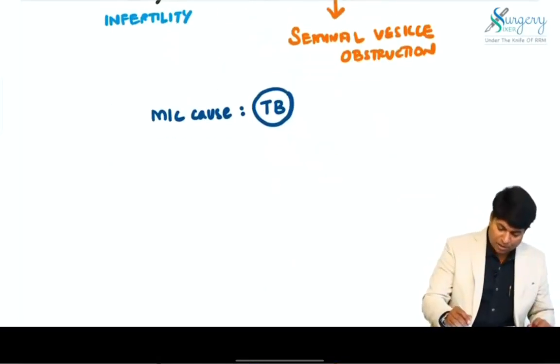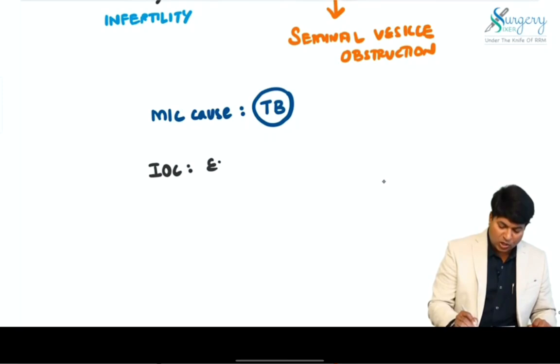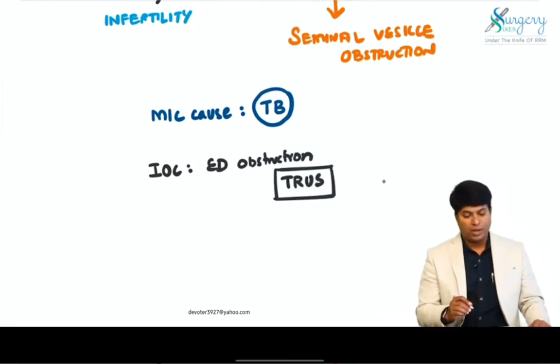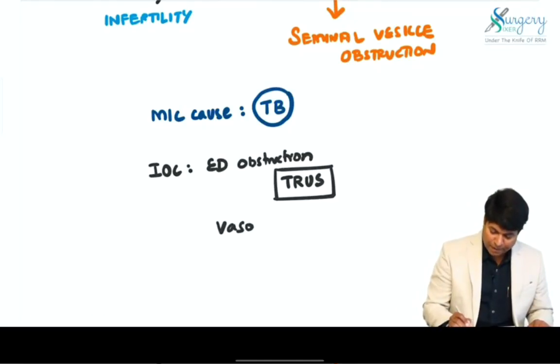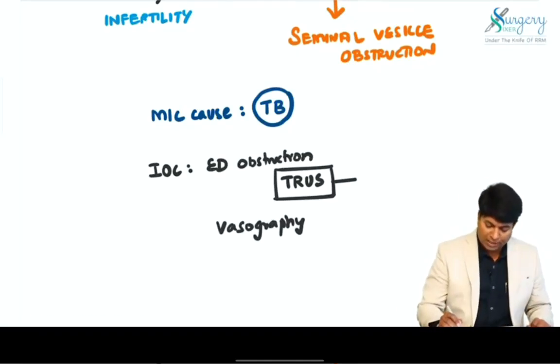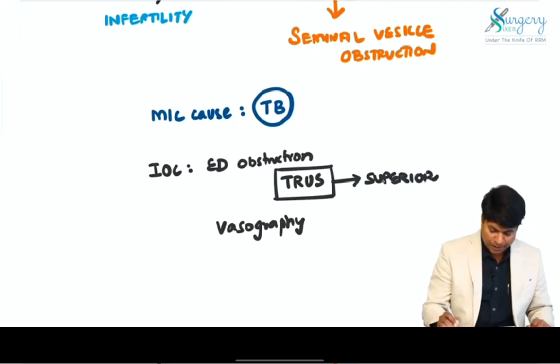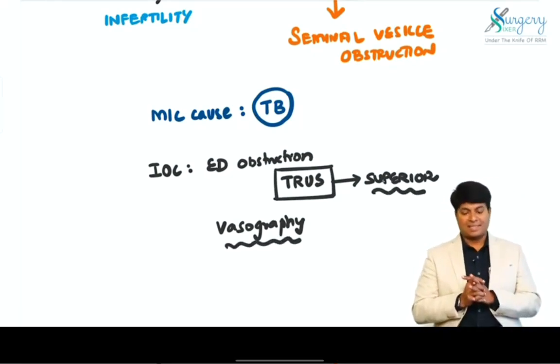We must rule out TB also. And the investigation of choice to look for ejaculatory duct obstruction, the answer is transrectal ultrasound. Another investigation which you can do is vasography. Through the vas, you have to push the contrast and see. But anyhow, transrectal ultrasound is enough. That is non-invasive and superior to vasography. So the investigation of choice is transrectal ultrasound, which is superior to vasography.